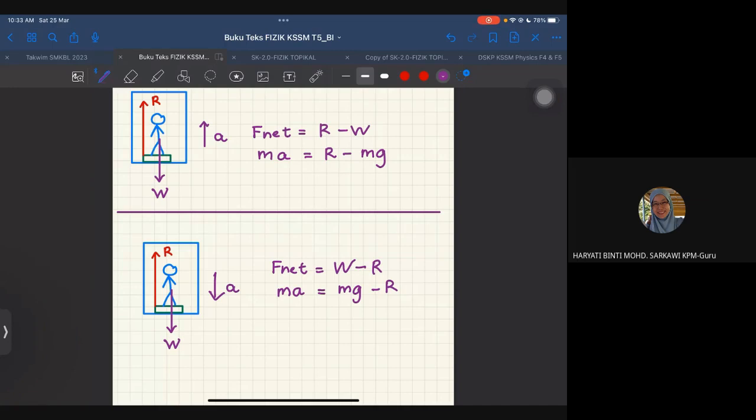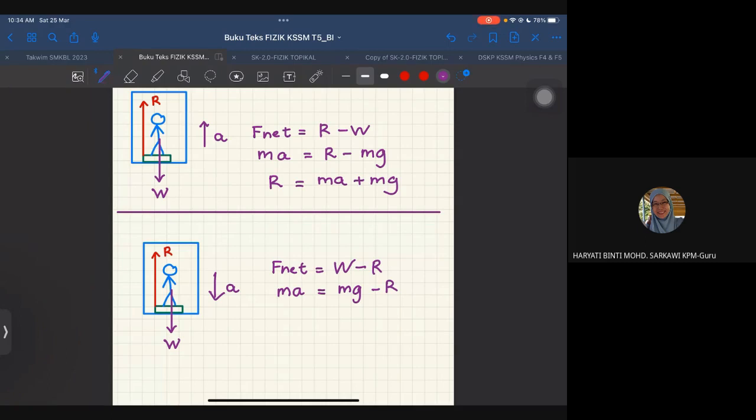So I can bring R to the, in this case, I bring this to the left. Same, right, like that. Lah. So it means that R now is equal to MA. Bring negative MG to the left. So become plus. Can see or not? Boleh?